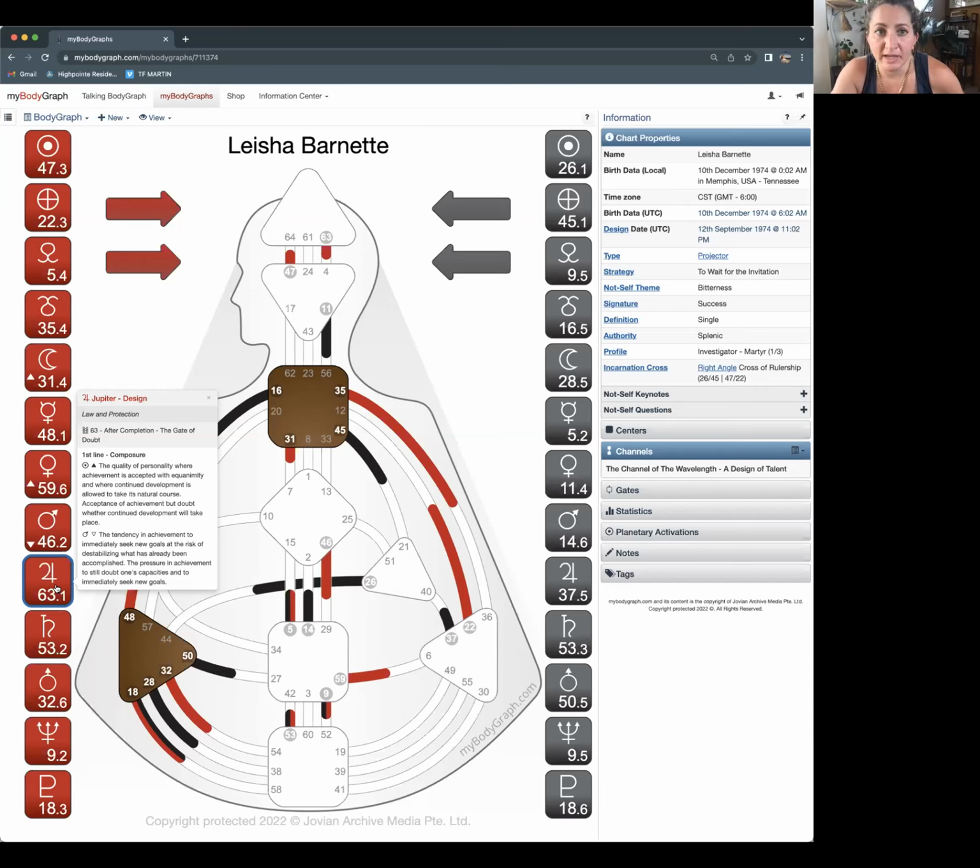Okay, and I can see that, if you guys know the planets, right? You can see like Leisha's scrolled over her Jupiter right now. So her Jupiter is in gate 63 in the 1st line, right? So there's lots and lots of layers to it.